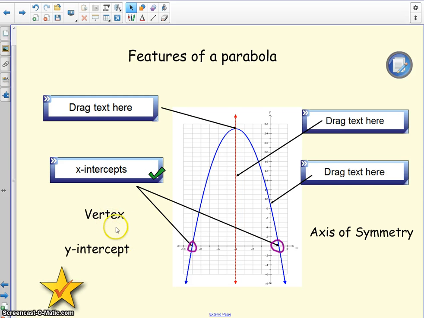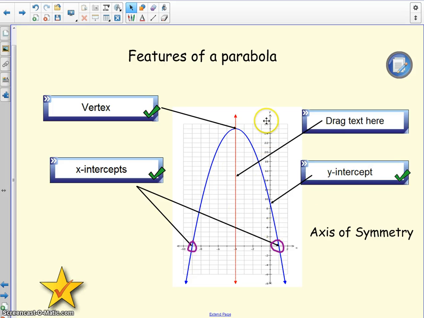The vertex is the highest point on the graph, or the lowest point if the parabola opens up. So that will be this point right here at the top. The y-intercept, just like in grade 9, is the point where the graph or the curve crosses through the y-axis. In this case, it happens over here. And the axis of symmetry, that invisible line that cuts the parabola in half, I've drawn on here in red, is this one right here.